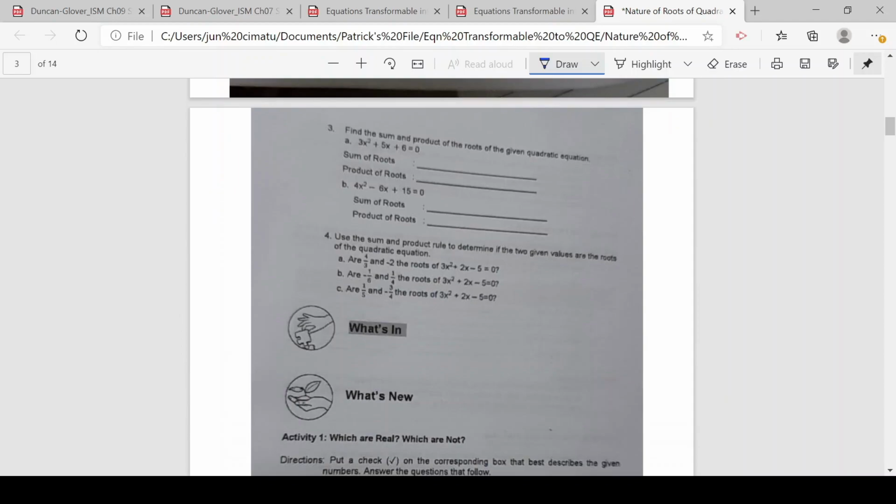Ano pang mga kailangan alamin? Find the sum and product of the roots. Sum and product of the roots. So, hanapin yung roots and then find the sum and product.